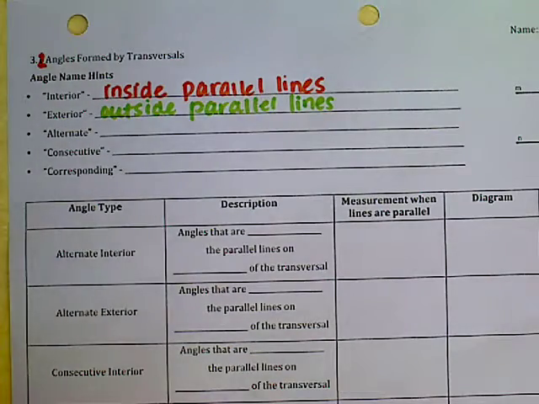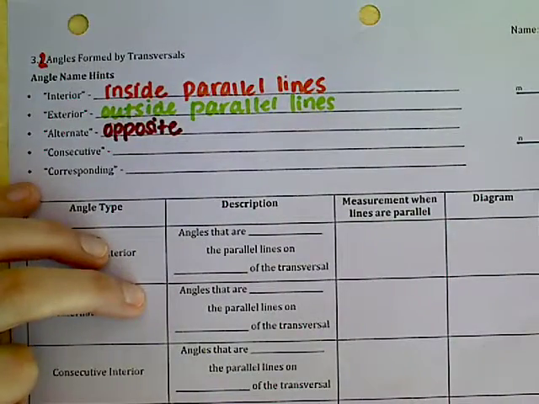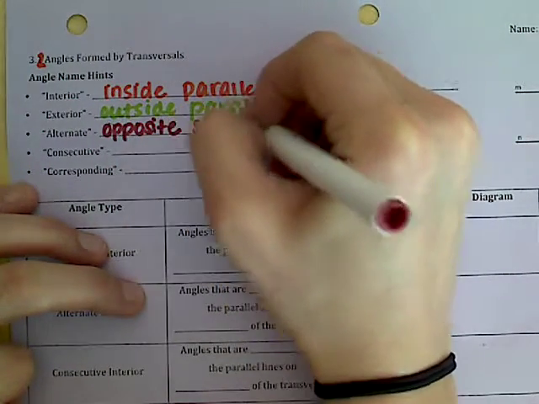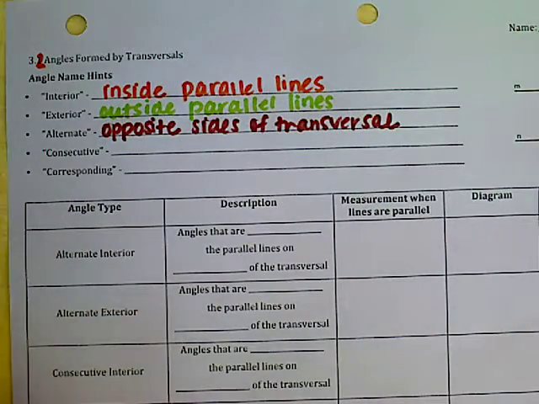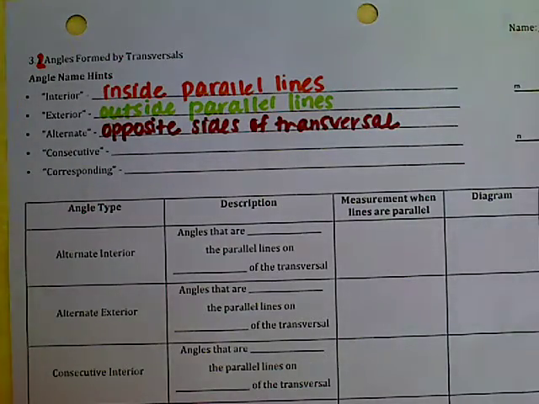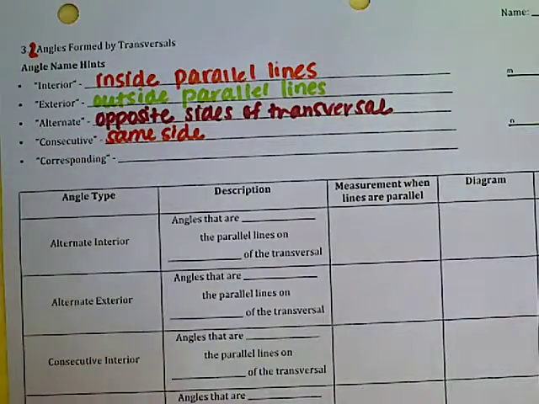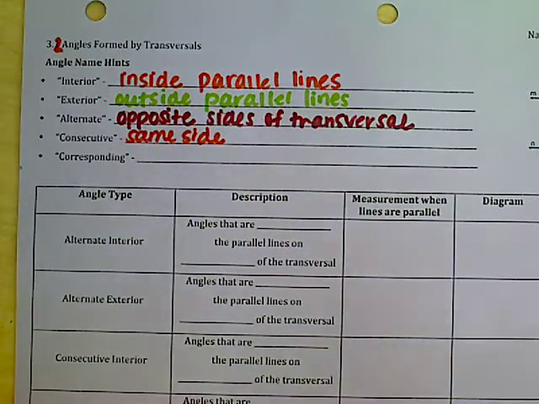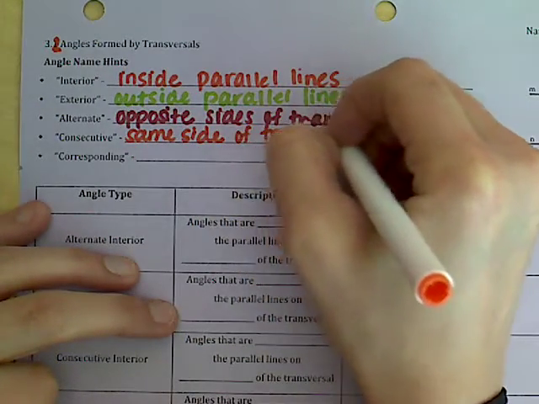When you see the word alternate, I want you to think opposite. And in this case specifically, we're talking about opposite sides of the transversal. And we're going to talk about what that transversal means. When you see consecutive, I want you to think about same side. So consecutive kind of means either next to or in a row. So you can think same side. You can think in a row. I like to think same side of the transversal. And again, we'll talk about what that means.